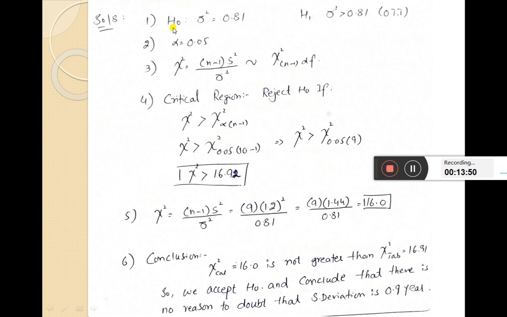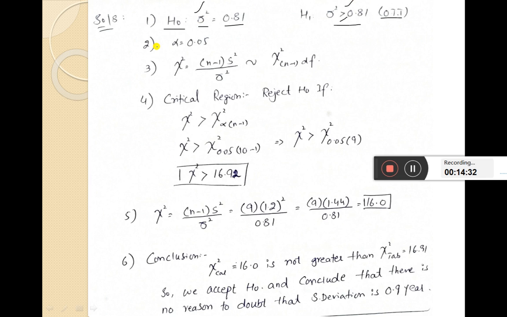As I told you, step number 1, make the null and alternative hypothesis. Here is your null hypothesis, which is variance 0.81. Take the square of standard deviation 0.9, and it becomes your variance, 0.81. Here they have already given in the question greater than 0.81. That is greater, again a one tail test, but remember that greater means it is a right tail test.